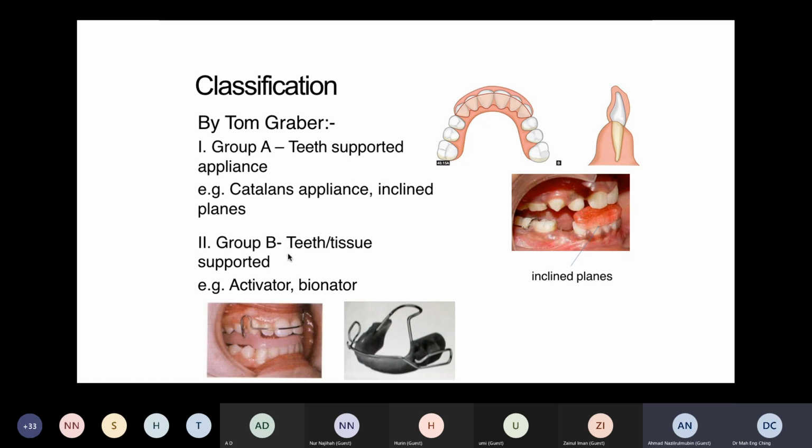Then we have group B, the tooth and tissue supported. It means the teeth and the soft tissue, which is the gum or gingiva. We have the activator or bionator. See this one? We have a component which is the labial bow, resting on the teeth.